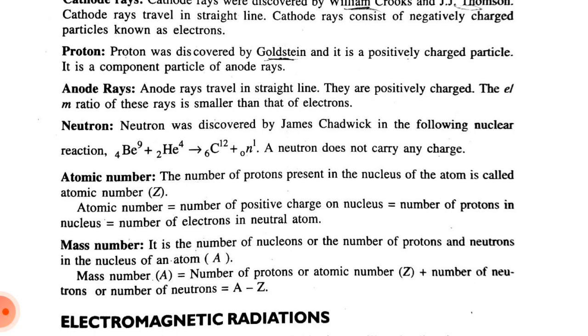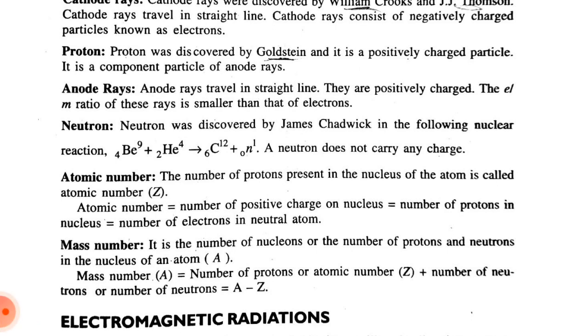Atomic number. The number of protons present in the nucleus of the atom is called the atomic number Z. Atomic number is equal to the number of positive charges on the nucleus, which is equal to the number of protons in the nucleus. Number of protons in the nucleus is equal to the number of electrons in a neutral atom.